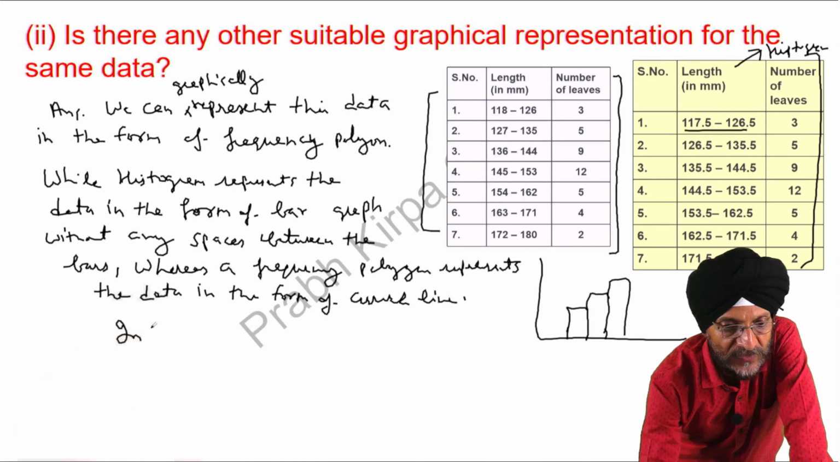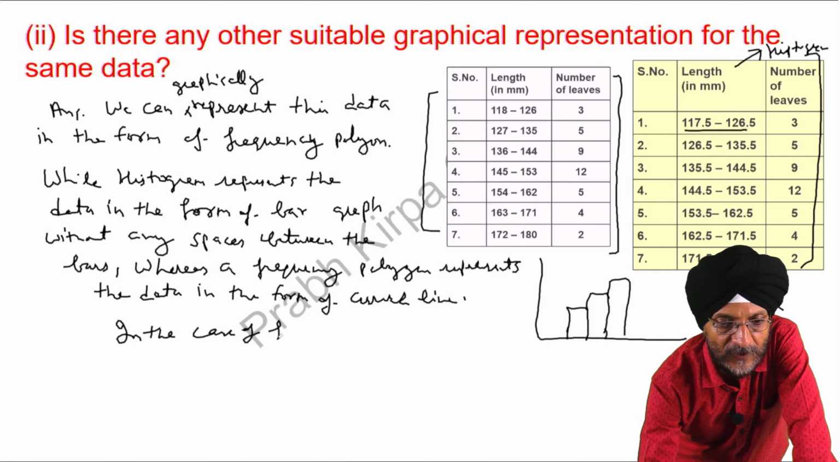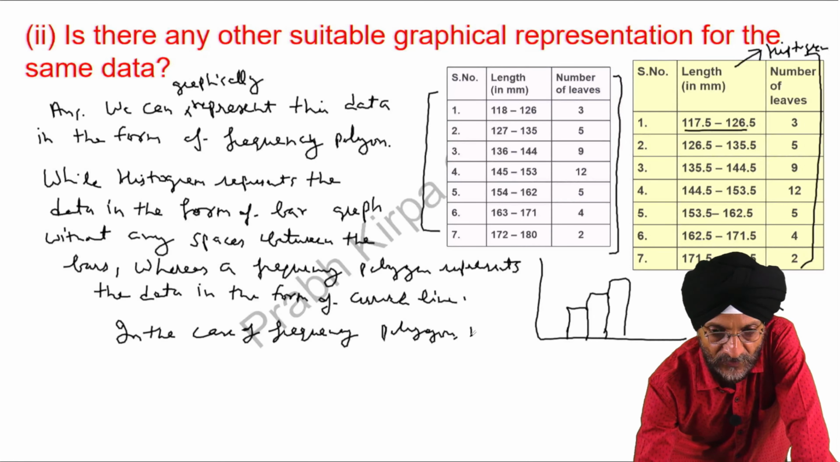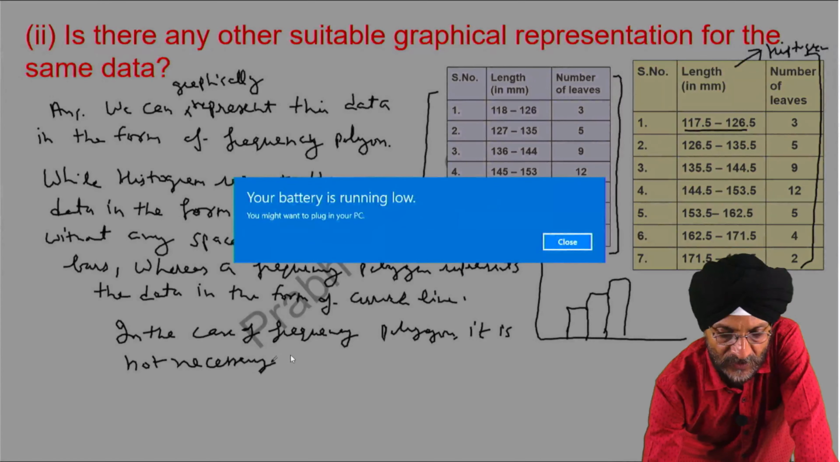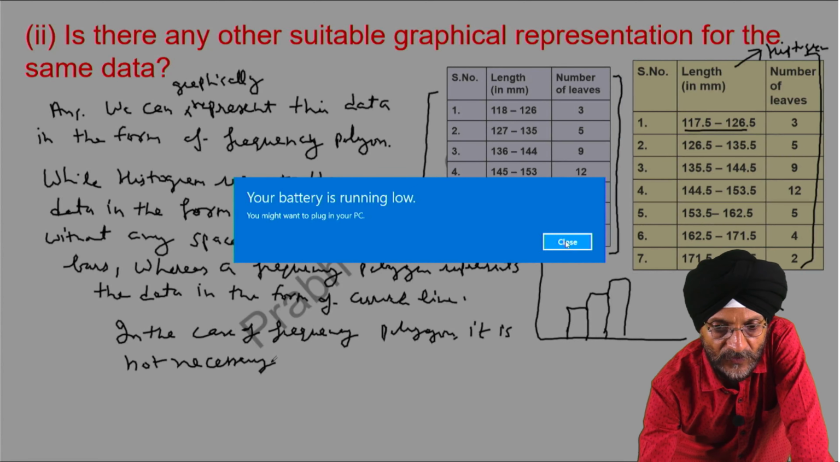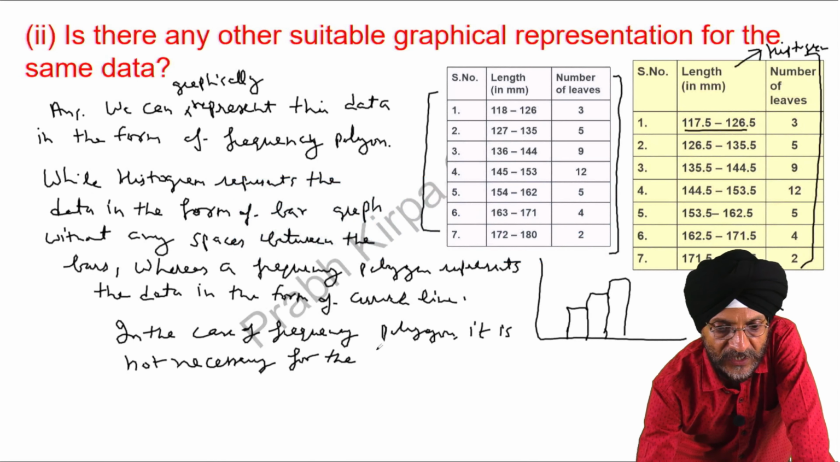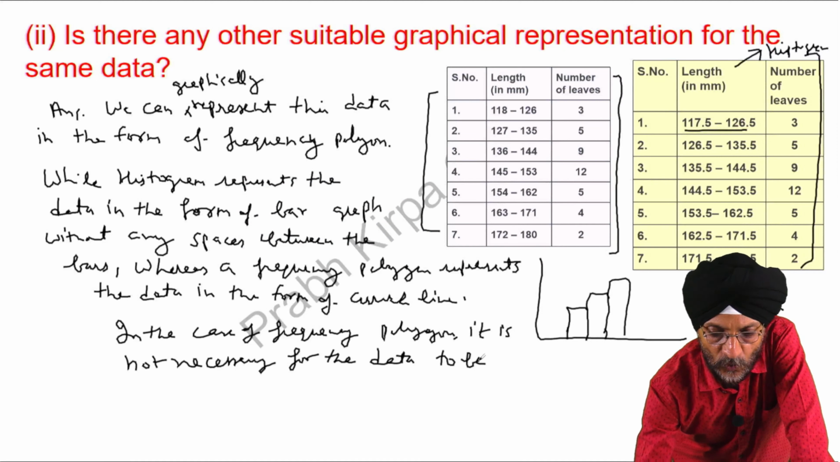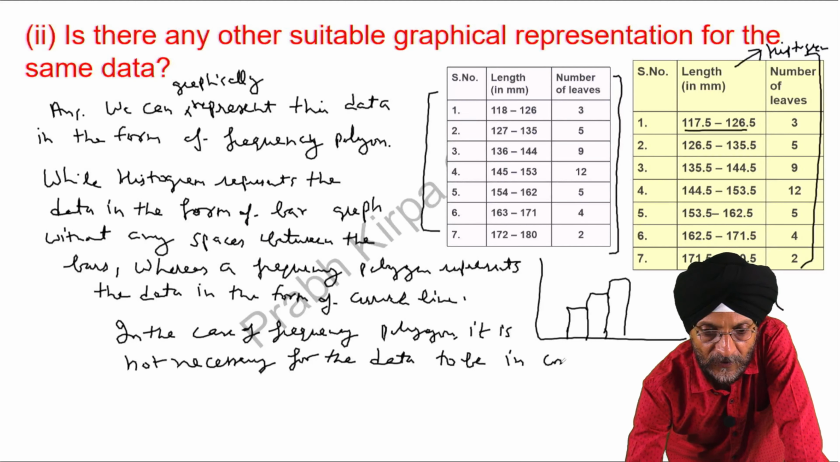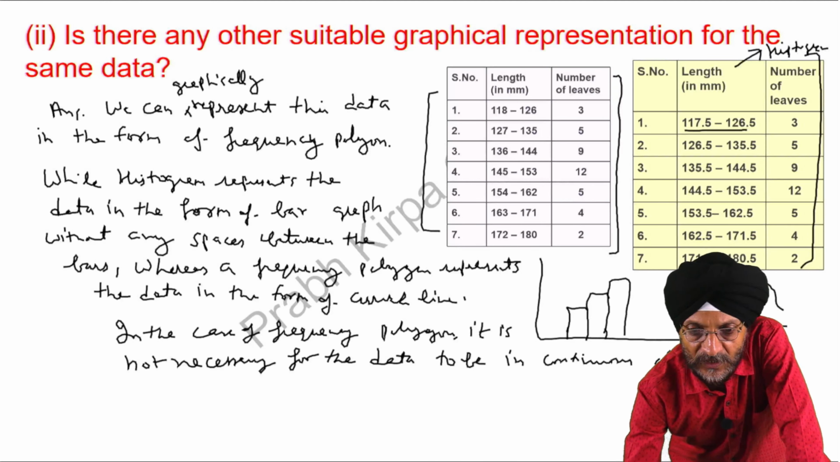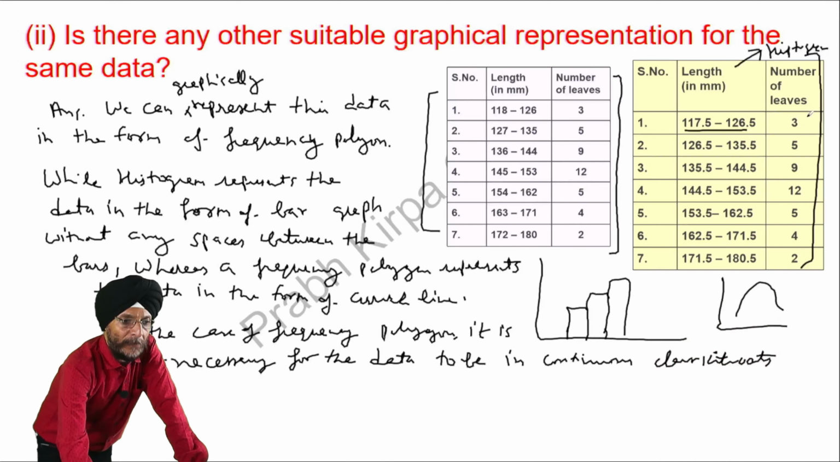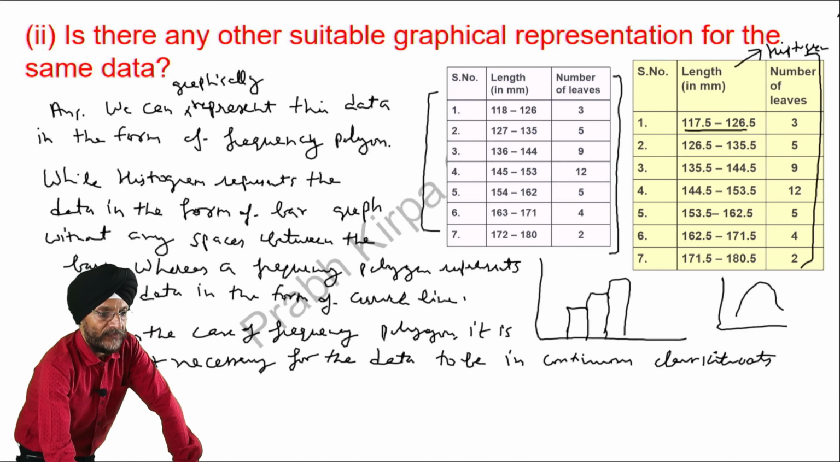in the case of a frequency polygon, it is not necessary for the data to be in continuous class intervals. That is, there is no need that the data has to be represented in this form. There is no need.